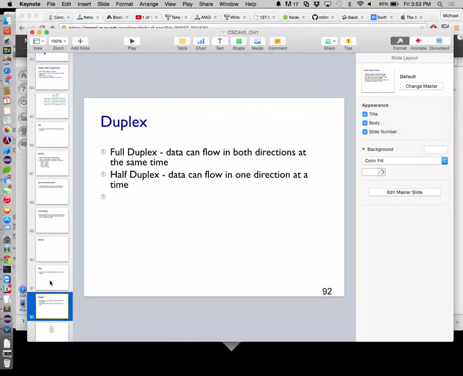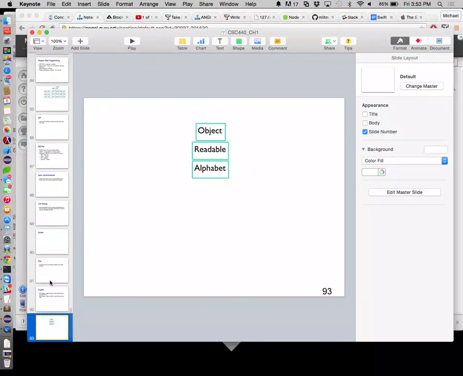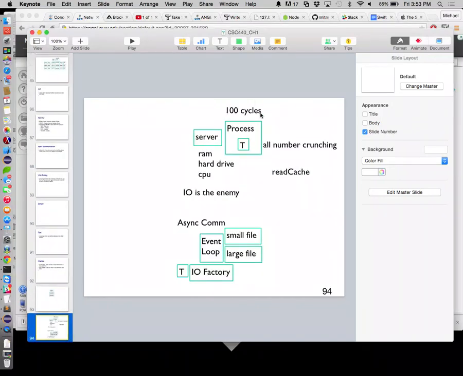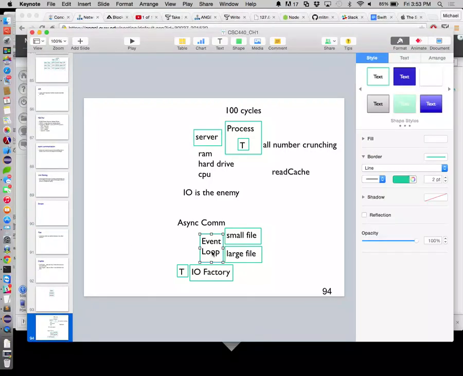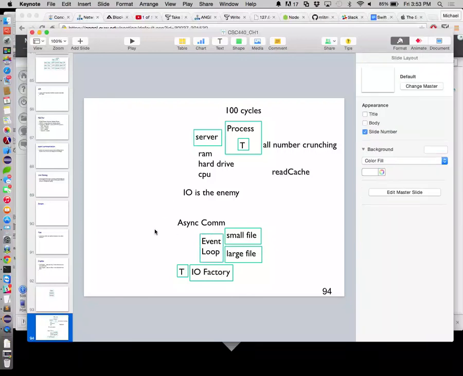Okay, so full duplex versus half duplex, the directional flow of data over streams. Specific to Node, readable versus writable streams, what they're for. So this is a picture version of how asynchronous communication solves the thread problem that we referred to. I might ask you how the event loop works in Node, what its purpose is.